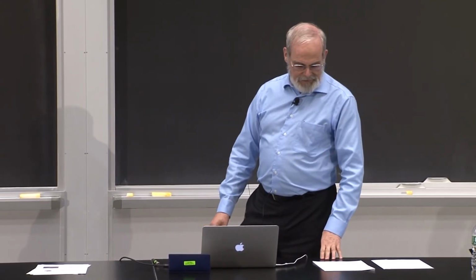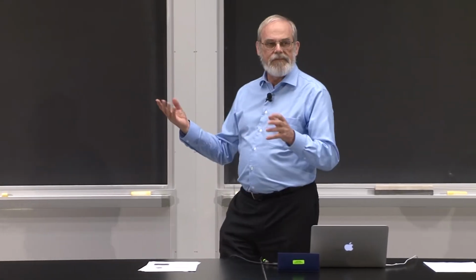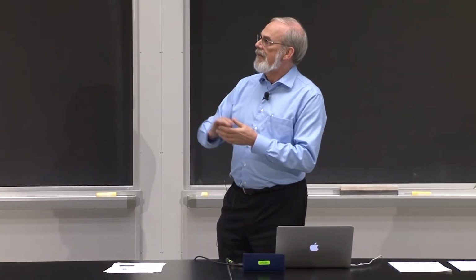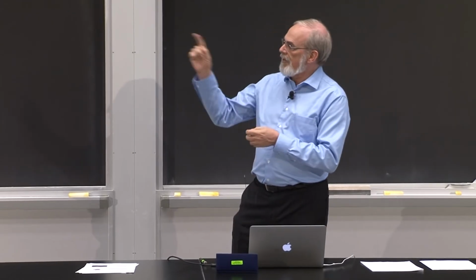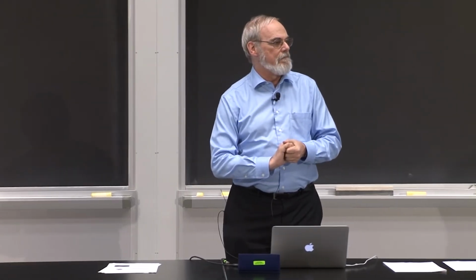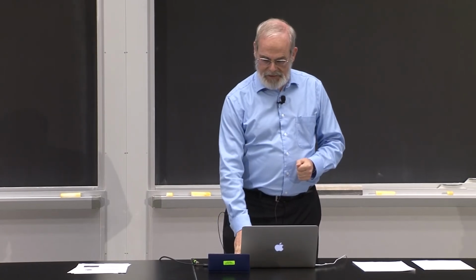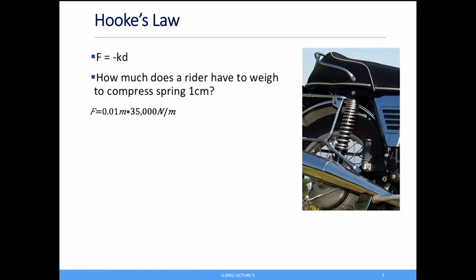And one of the things we could do is use it to do a little bit of reasoning about this spring. So we can ask the question: how much does a rider have to weigh to compress this spring by 1 centimeter? We've got Hooke's law, and I also gave you a little bit of a hint. I told you that this spring has a spring constant of 35,000 newtons per meter. So I could just plug this in. 1 centimeter is 1/100 of a meter, times the spring constant. I'll do a little math, and that says the force I need is 350 newtons.